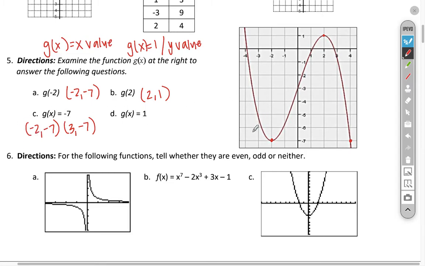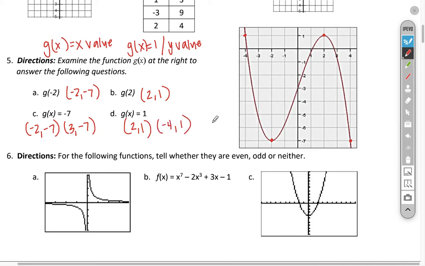Right, g of x equals 1 means to also look at the y value of 1. So here's our y value of 1. We already have one point here, and our second point looks like it's going to be over here. So we're going to write 2 and 1 just like we already had and found. And then our second ordered pair is going to be negative 4 and 1.